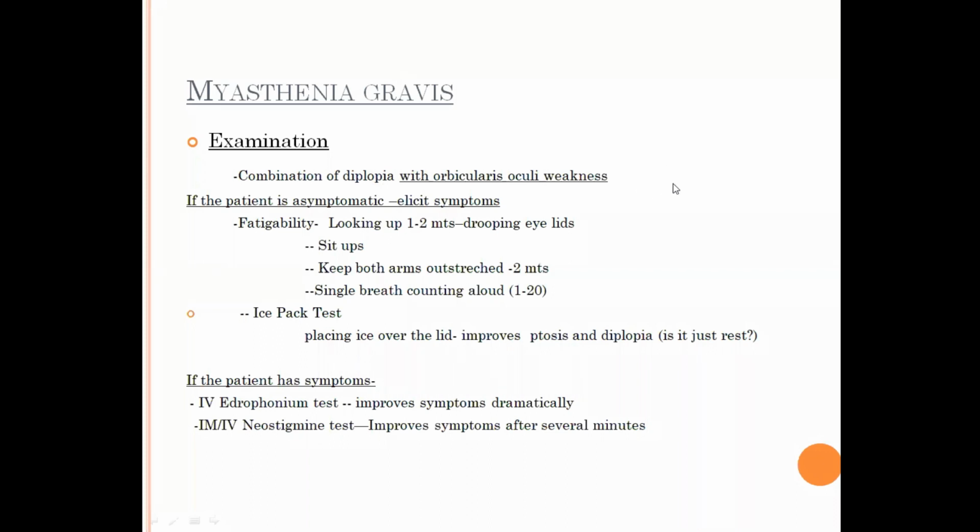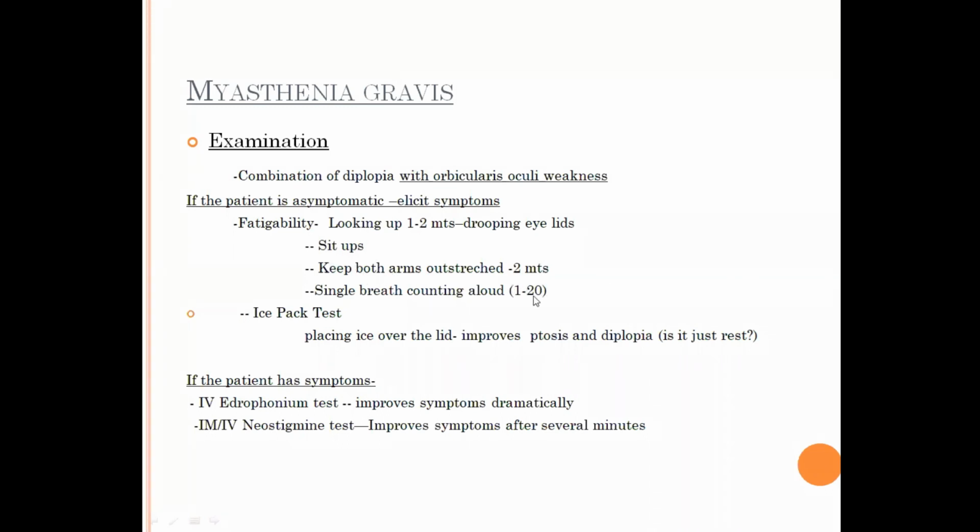is what is important. If the patient is asymptomatic when he comes to the OPD, elicit the symptoms by making the muscles fatigue. So either he can ask to look up for 1 to 2 minutes and look for a drooping of the eyelids, or ask him to do sit-ups. Nowadays you see that whoever breaks the lockdown on the road, the police will make them do sit-ups. So after a few sit-ups, the patient collapses, or keep both arms outstretched.